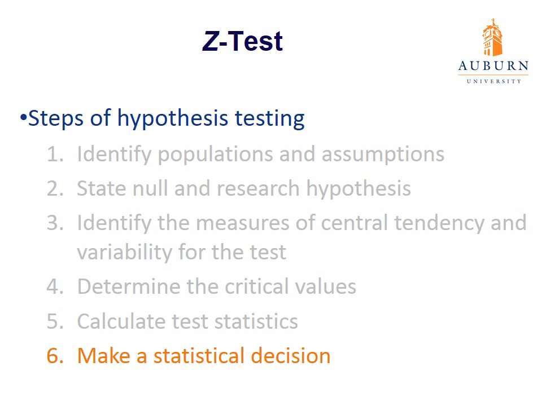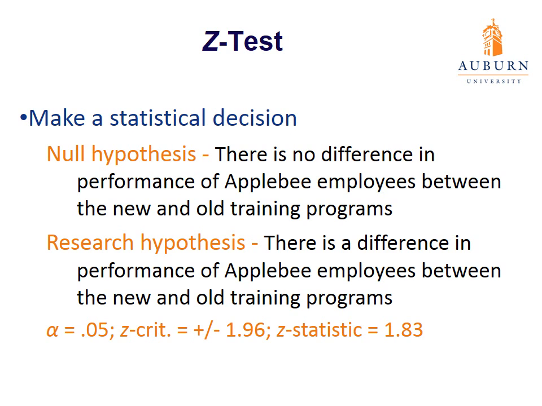Remember, a statistical decision is when we take our calculations and we use our calculations and only our calculations to make a decision. So let's go back and let's look at our null and our research hypothesis. The null hypothesis is that there's no difference in performance of Applebee's employees between the new and the old training programs. The research hypothesis is that there is a difference.